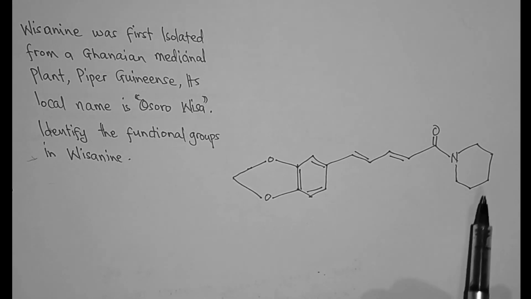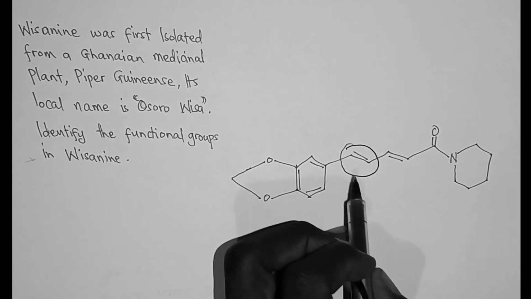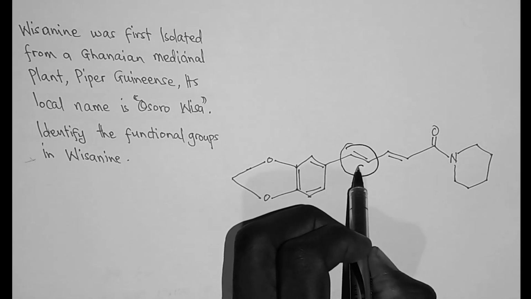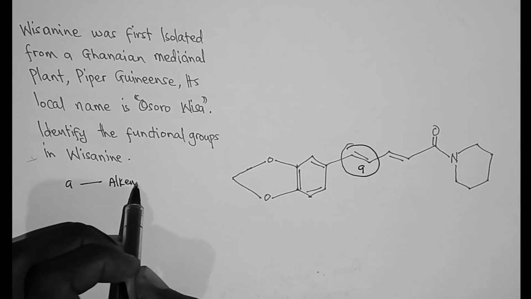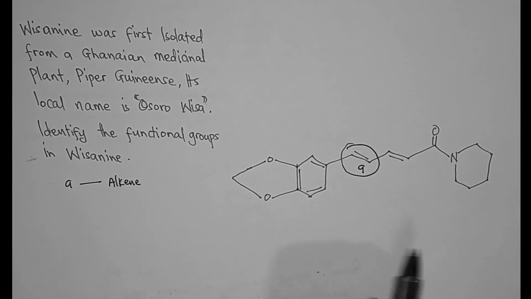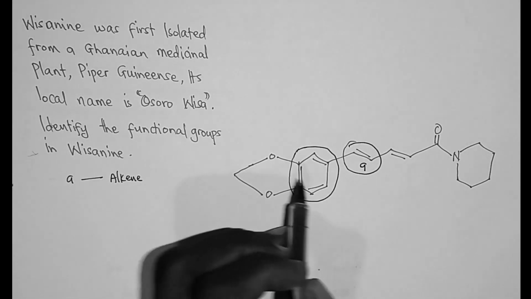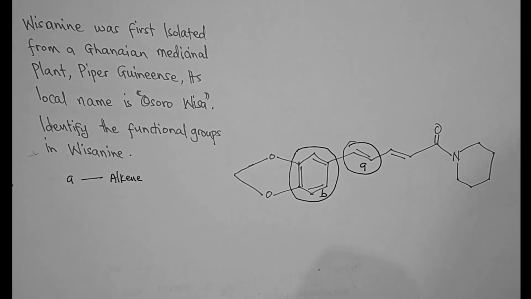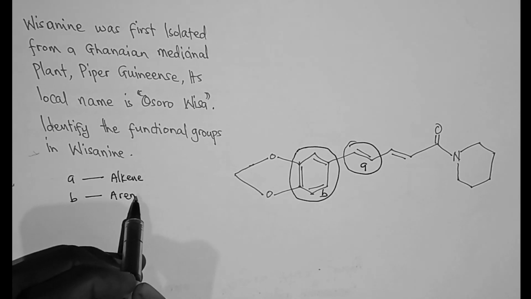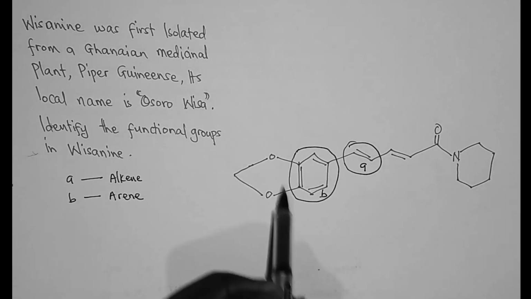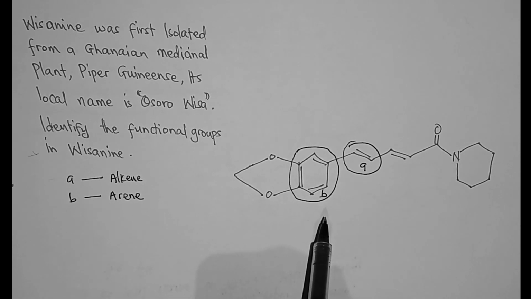So if you look at this, on the first look, you can identify an alkene here. So let me label this as A. So A is an alkene functional group. And then apart from A, you can identify this functional group, which I will represent as B. The functional group B is called an arene. So there's an alkene and an arene. When you see a benzene ring inside an organic compound, it's called an arene, an aromatic compound.